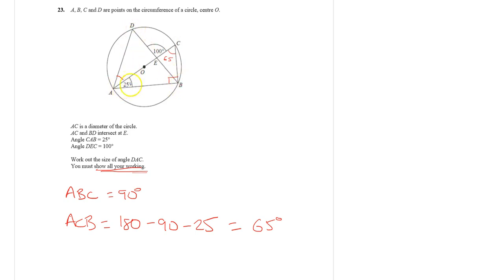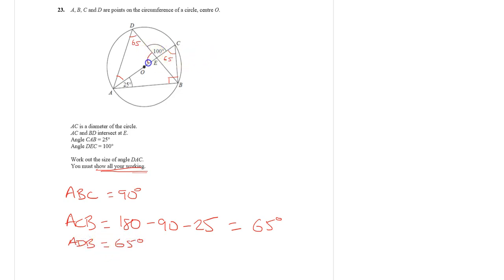So they both start at B and finish at A, or if you go the other way, start at A, finish at B. Therefore, this one here is also 65 degrees. So that angle there, ADB, is also 65 degrees.